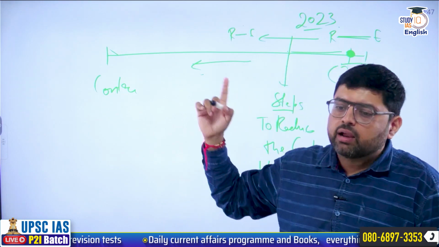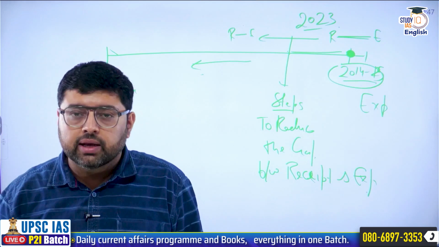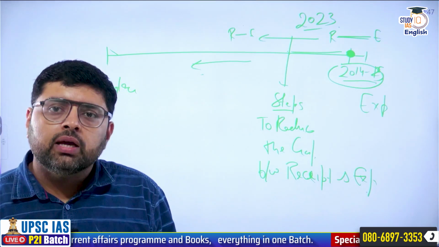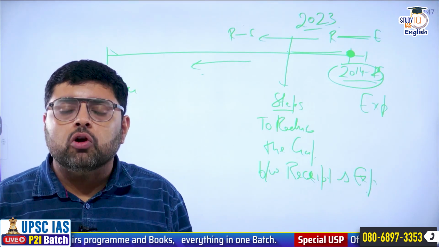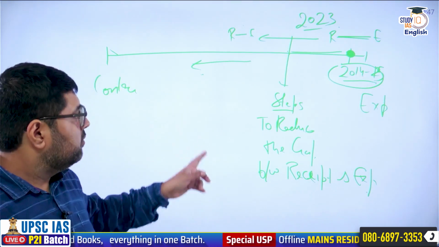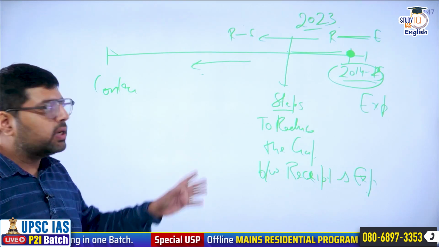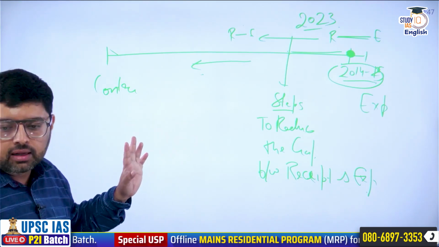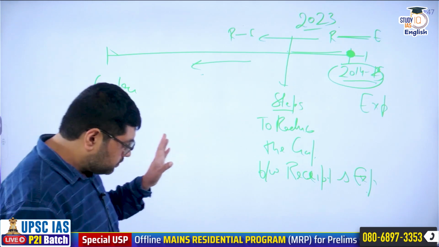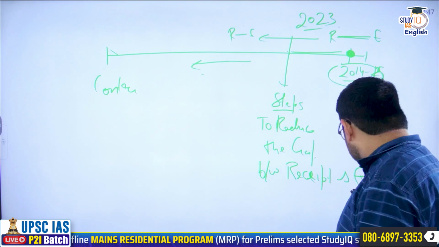Whatever I have covered in my past video, you can check from my playlist on the studyIQ IAS English channel. There you can see that I have talked about how to reduce fiscal deficit. If you refer to that video, and if you have understood this concept, when you combine those two videos, you will get the answer. Clear? So I hope you now understand what you have to write if such a type of question comes.